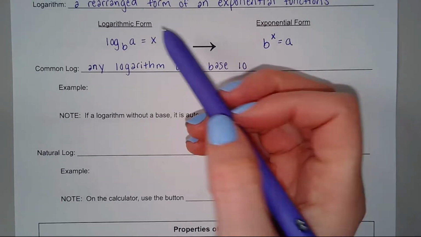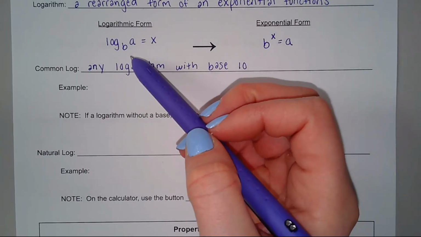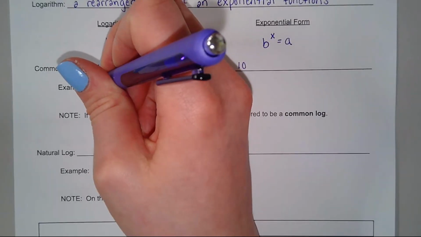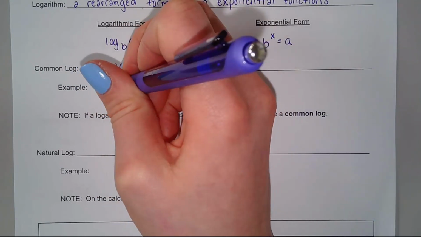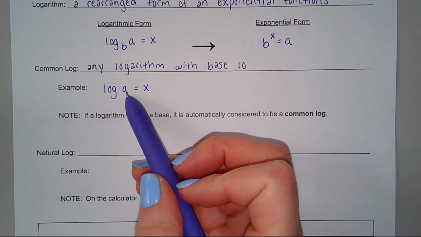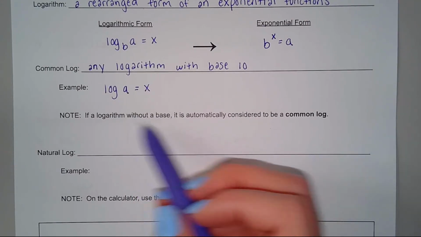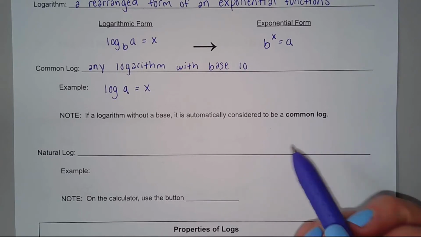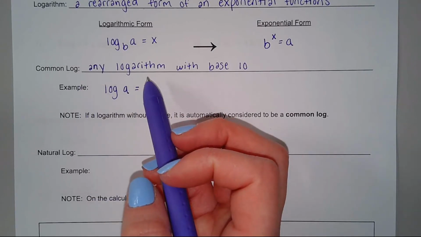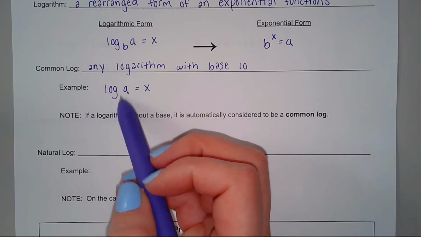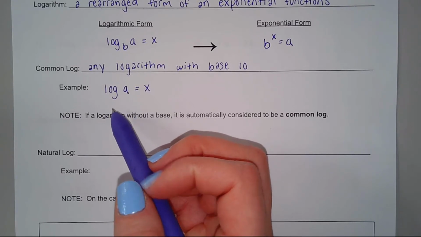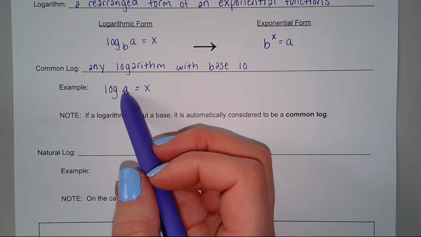So in logarithmic form, that means the number that would go in place of b would be 10 anytime we have a common log. If we have the log of a equals x, we typically just won't write that 10. Anytime we don't write a base, it's considered to be a common log, which means the base is 10. It's kind of like when we have a square root, but we don't write the 2 out in front because we know it's a square root. Same thing here, we just don't write this 10.